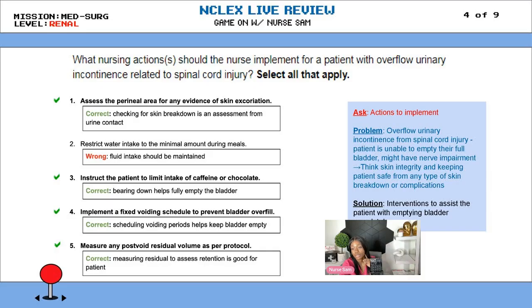Some of you said 2. 2 is wrong. And this is why.